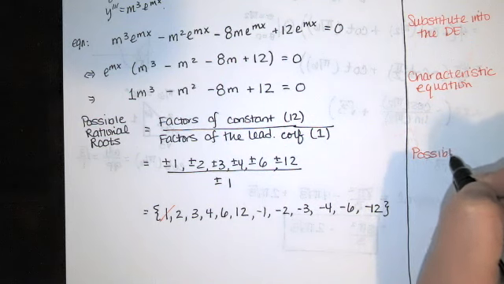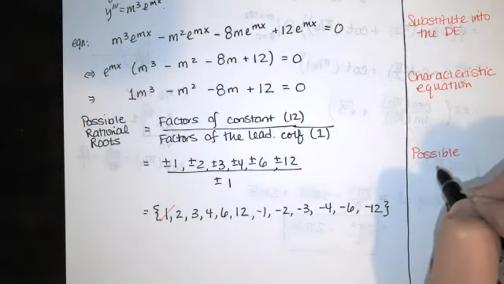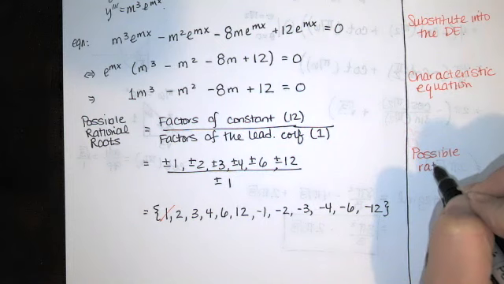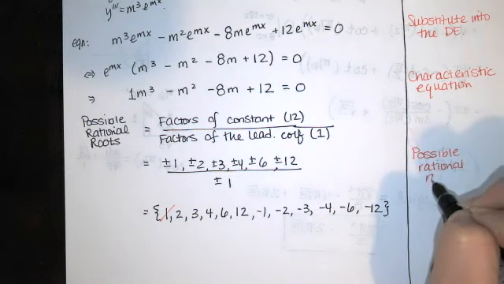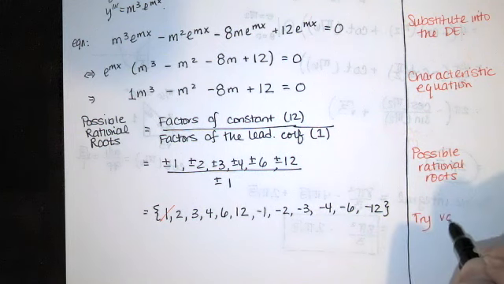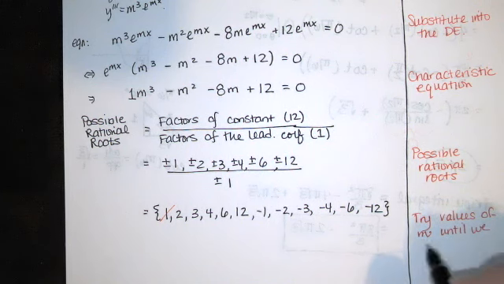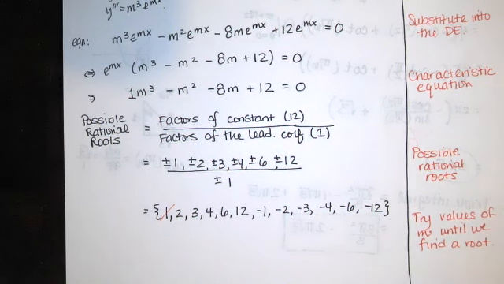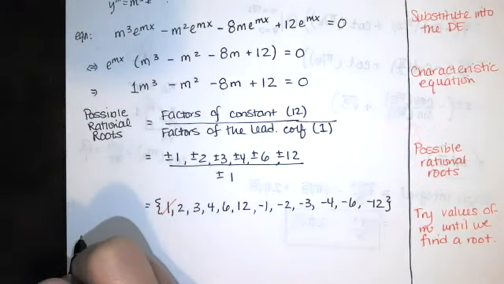So basically what we do is we're trying to factor this characteristic equation. We list the possible rational roots. And then we try values of m on this list until we find a root. And I like to try small values of m.